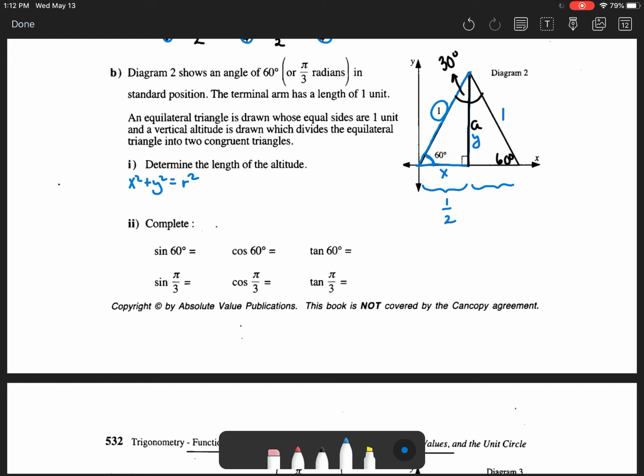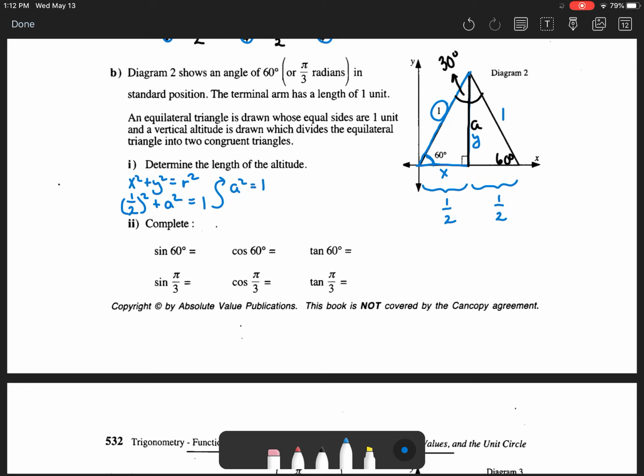Okay, because that whole length has to be 1 unit, so 1/2 and 1/2 gives me 1, so the x dimension is just 1/2. So this would be 1/2 squared. The y value is that altitude they're looking for, and the radius is 1, and 1 squared is 1. So I'm solving for that altitude.